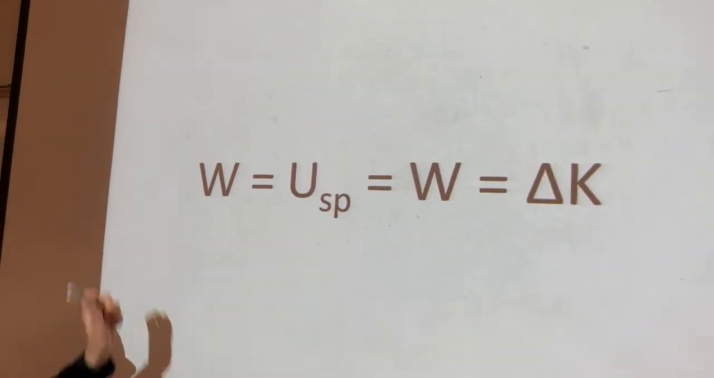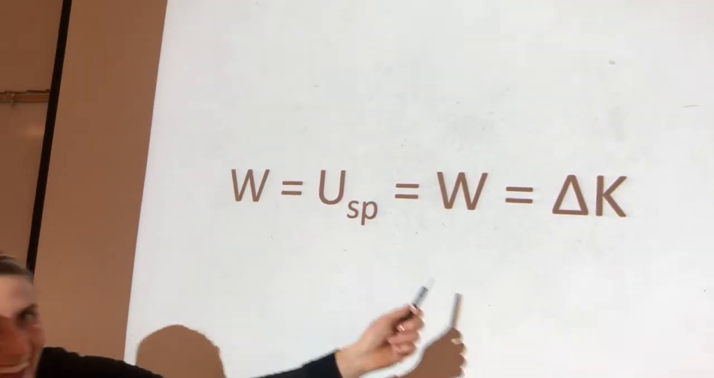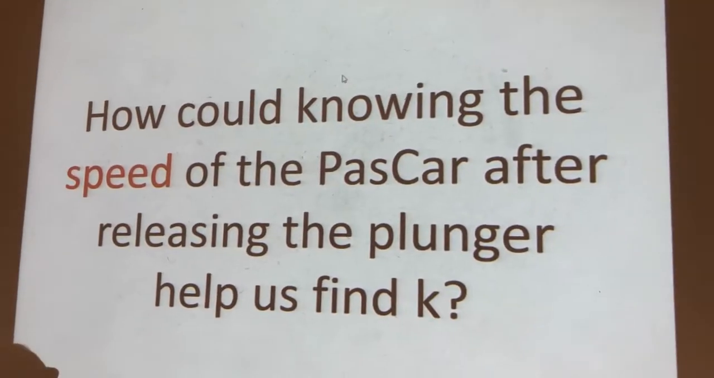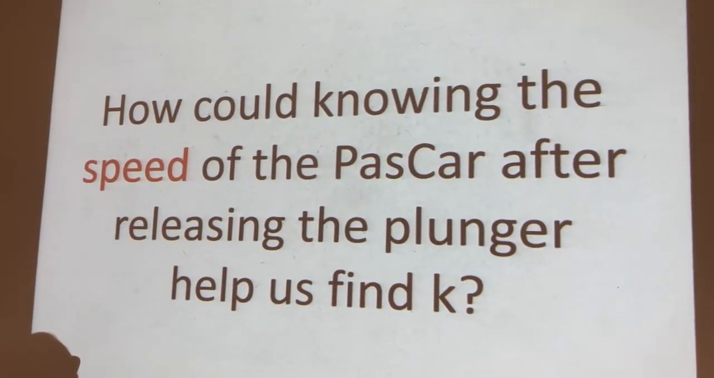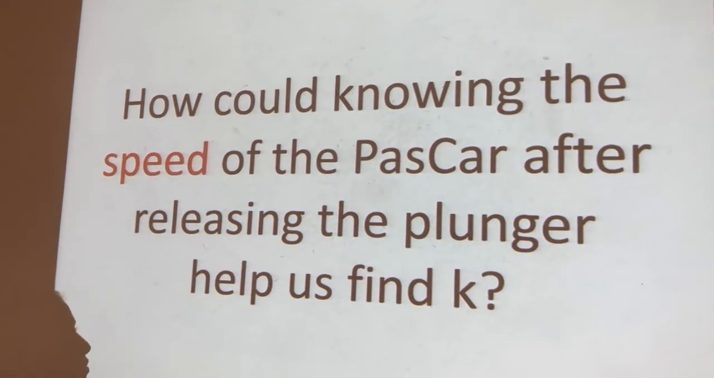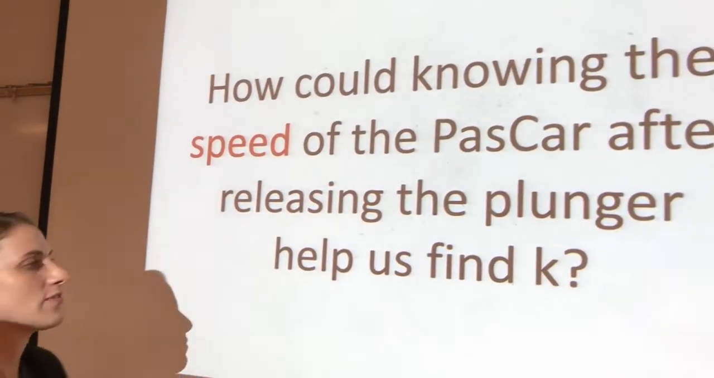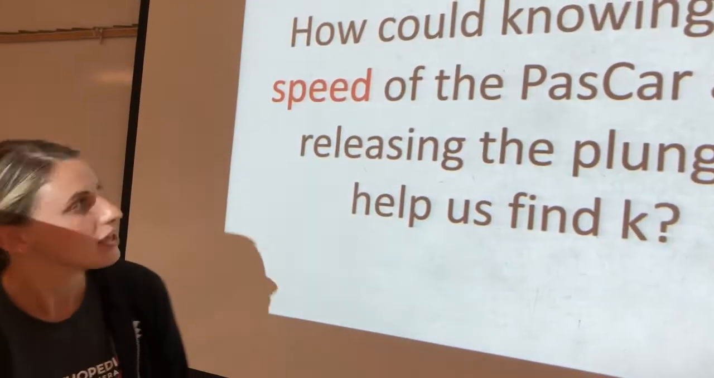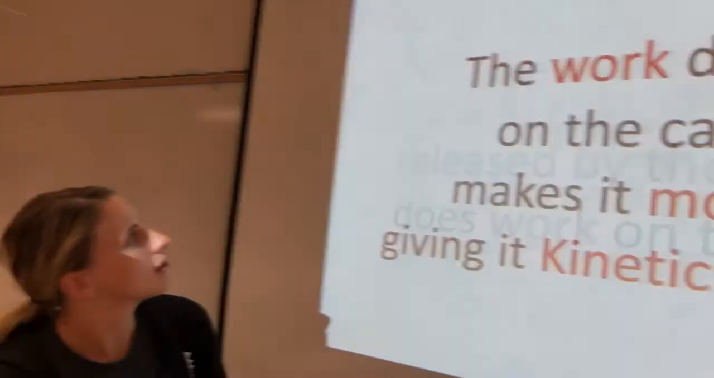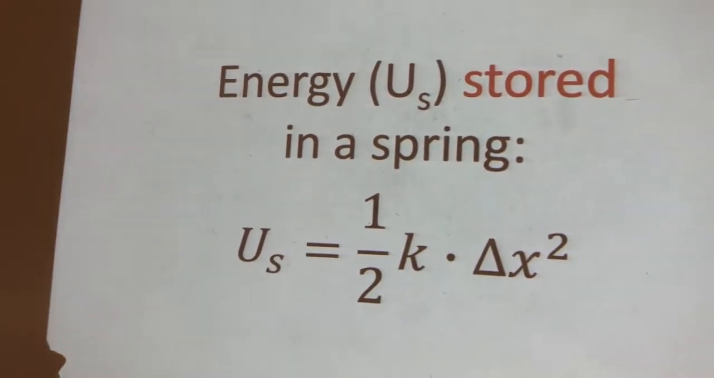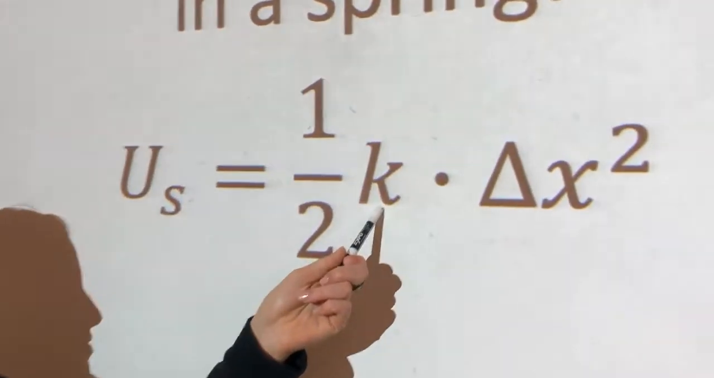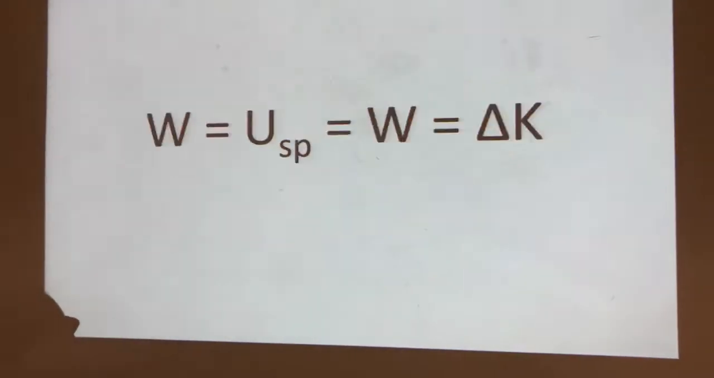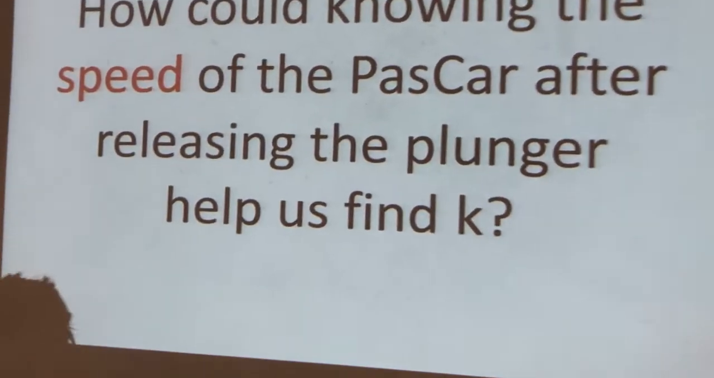Okay, so using this, answer this question. How could knowing the speed of the pass cart after releasing the plunger help us find K? The K we're talking about, this one right there. How can we find this? Can we find it? How do we do this? Okay. And the answer is right, back one more.